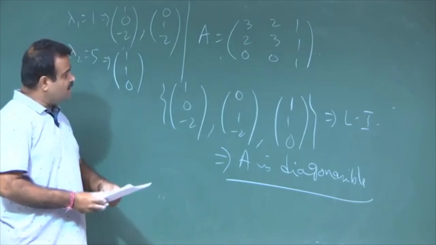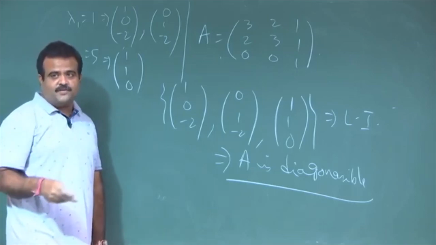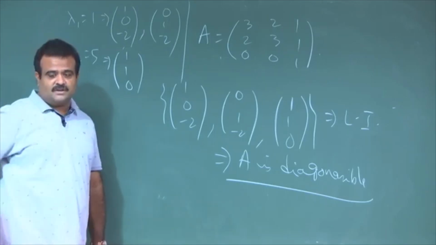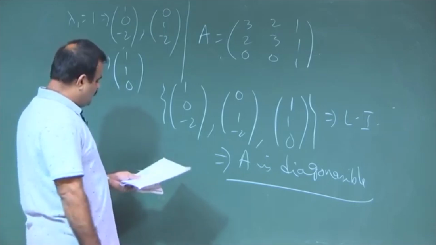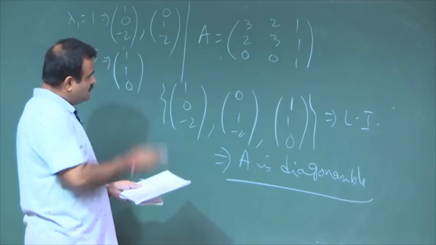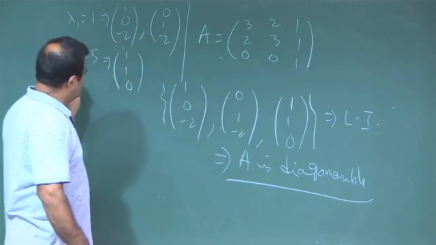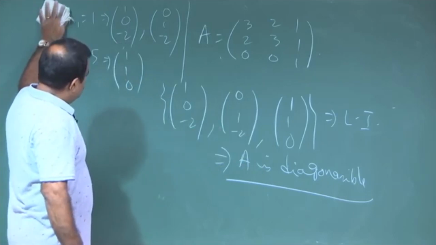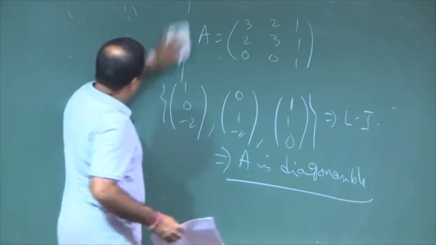So, now how to get that P? If A is diagonalizable, then it must be similar to the diagonal matrix where the eigenvalues are residing. So, for that, if you multiply P inverse A P, then we must get this diagonal matrix. So, P is nothing but this matrix of independent eigenvectors. So, we can write it here.